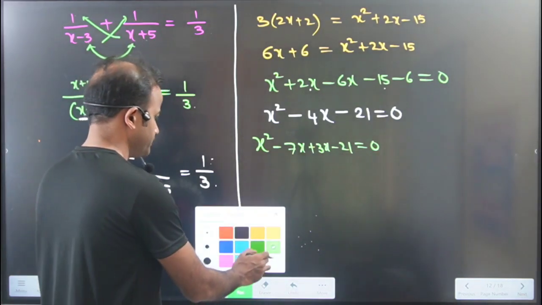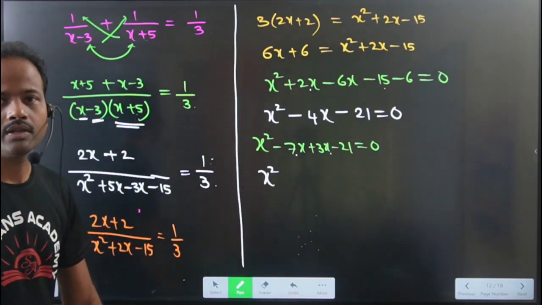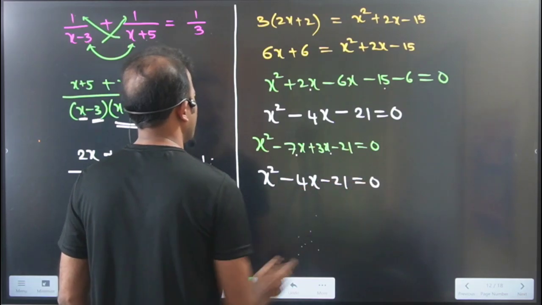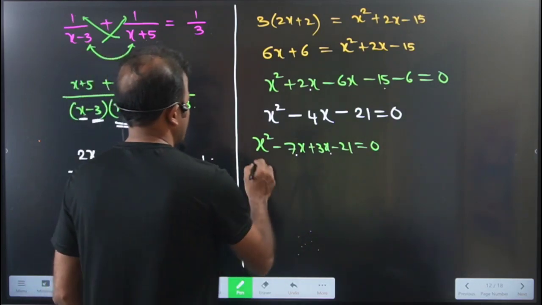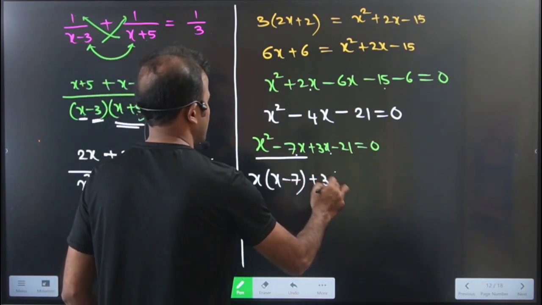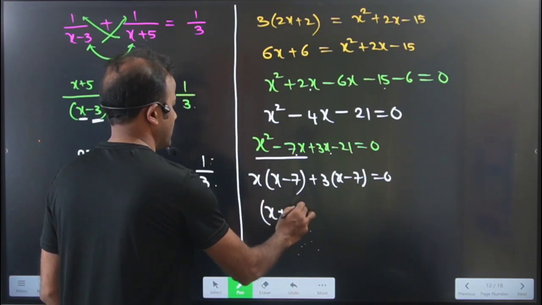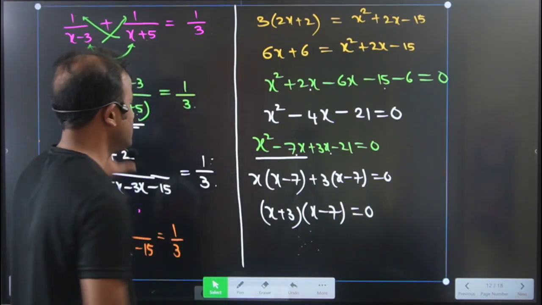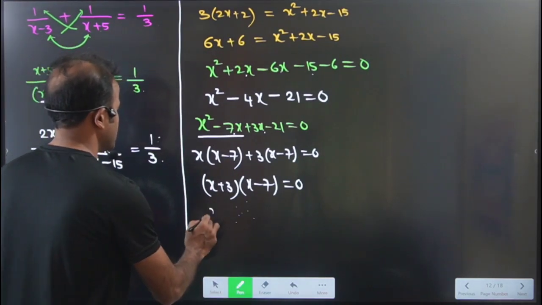Okay, now x square minus 7x plus 3x is how much? That is minus 4x minus 21 equal to, oh my god, what I am doing, sorry, cut it. Okay, from these two terms you take x as common. x minus 7 plus 3 into x minus 7 equal to 0. Then x plus 3 into x minus 7 equal to 0. Then what you have to do now? You just have to make each expression equal to 0.